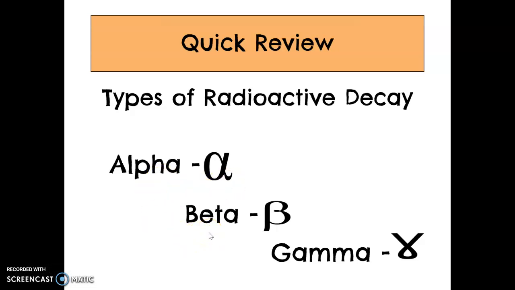Beta decay, where a neutron turns into a proton, where we're adding 1 to our atomic number. And then we have our gamma radiation, where we're just losing energy from the nucleus and nothing changes. So our element doesn't change with gamma radiation, we're just losing a large amount of energy. So those are our 3 types of radioactive decay.